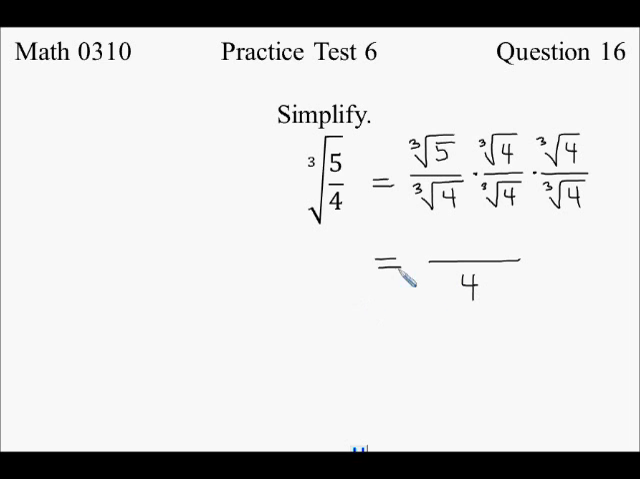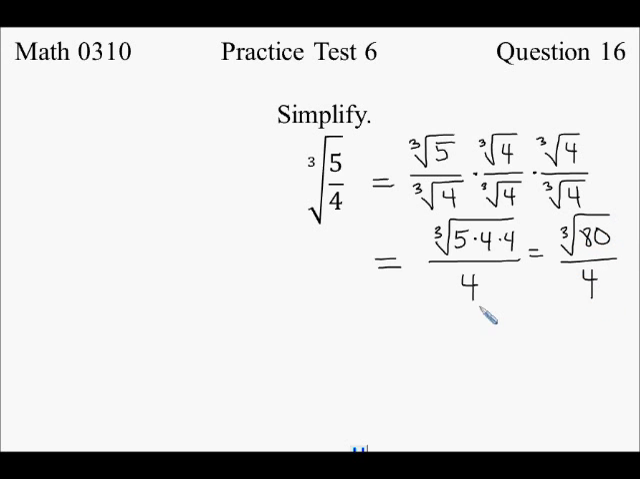Okay, and then on top, now we will have the cube root of these numbers multiplied together. So 5 times 4 would give us 20, and then times another 4 would give us 80. So let's go ahead and write. So we're going to have the cube root of 5 times 4 times 4. And if we simplified that, we said that would be the cube root of 80 there.